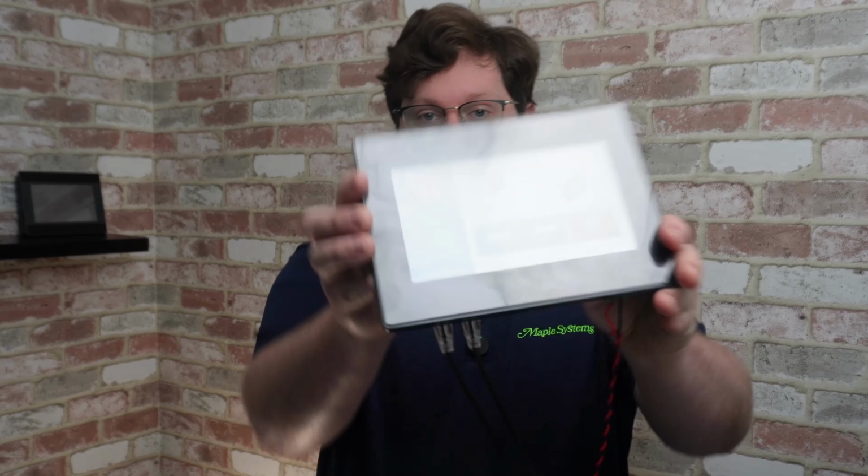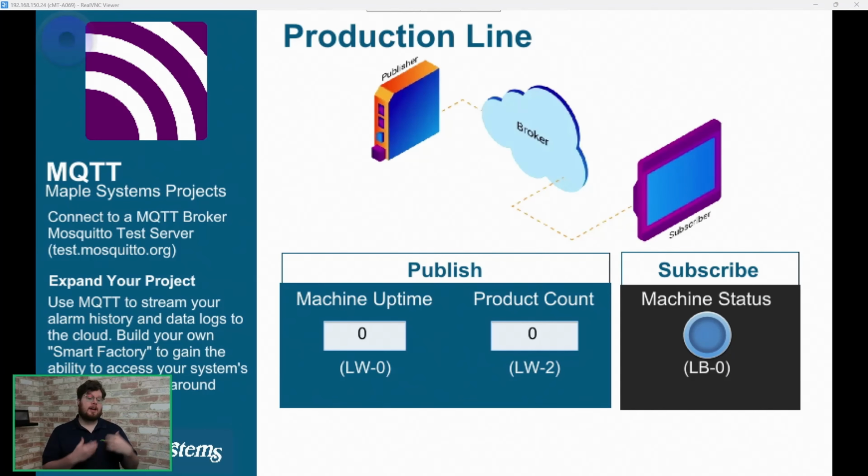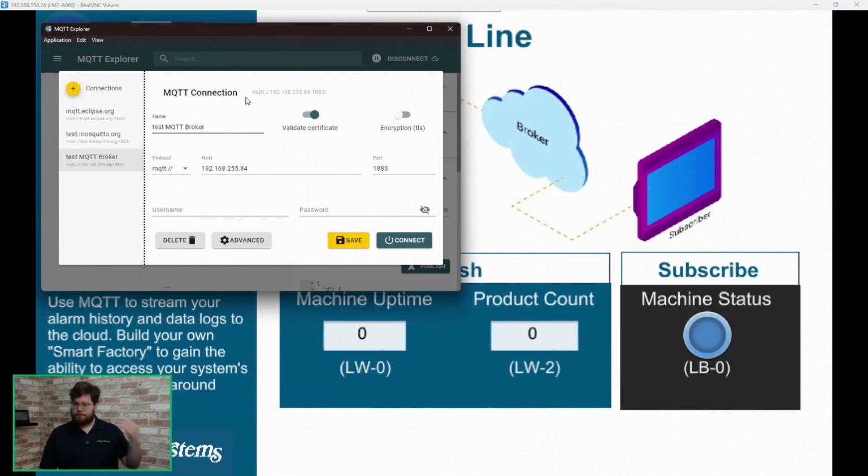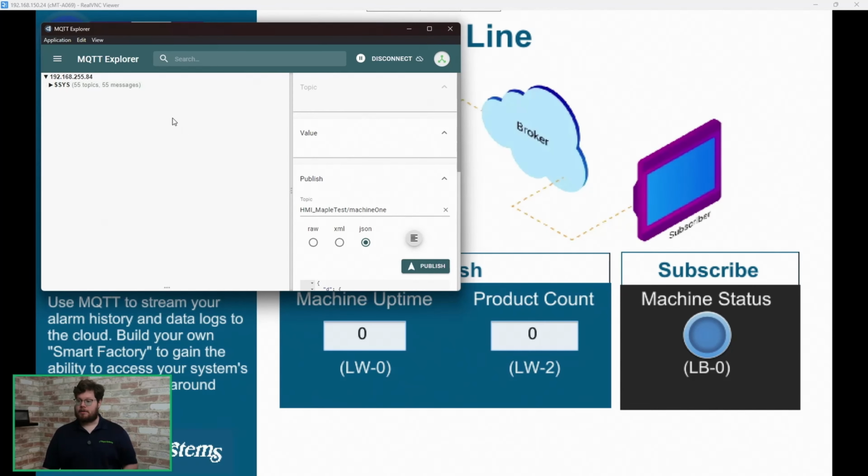I've got my sample project loaded up here onto the HMI. I'm going to bring VNC Viewer into the HMI just so you can see in real time what's happening on the screen without me having to hold the HMI up to the camera every time. Since this is connected to our MQTT broker, I'm going to also bring in MQTT Explorer so that we can spy on the broker from a second client. And boom, we're connected to our broker from MQTT Explorer as well.